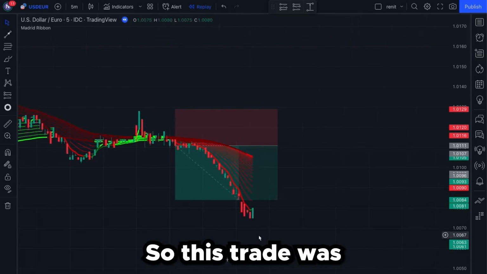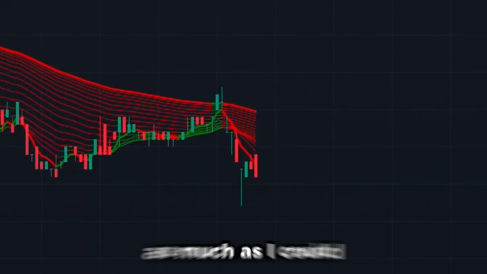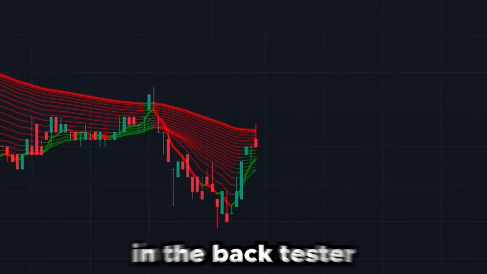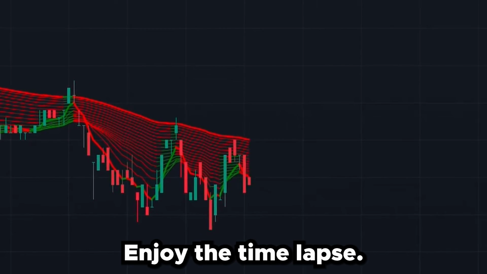Perfect, we hit our take profit, so this trade was very successful. Okay guys, that is all the rules covered. I hope you have understood them. I simplified them as much as I could without removing the important information. Now it's time for me to jump in the backtester and compile 100 trades to bring you the stats behind this strategy. Enjoy the time lapse.